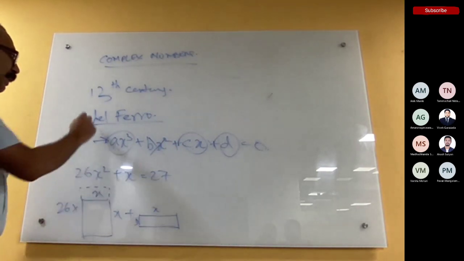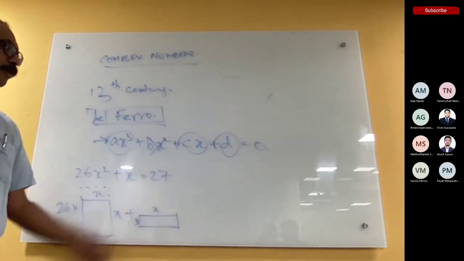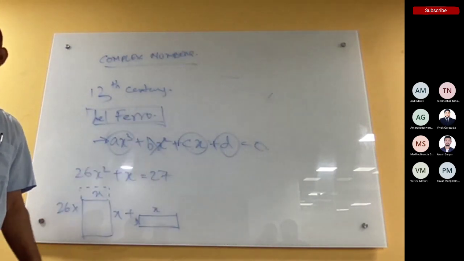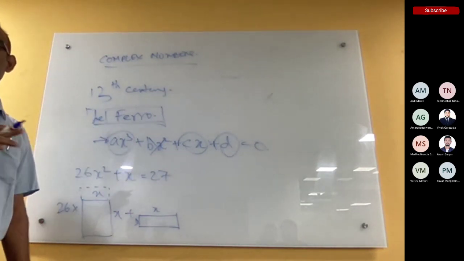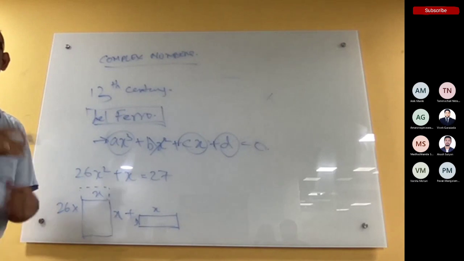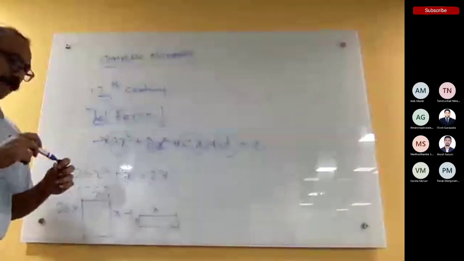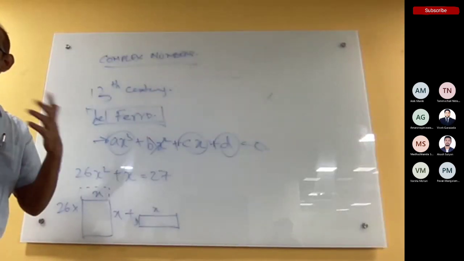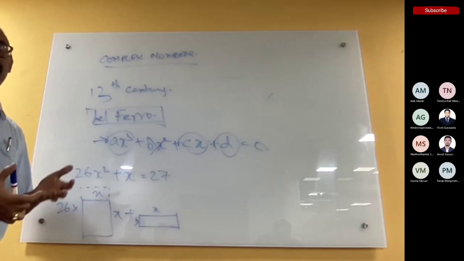Now the legend goes that Del Ferro, somewhere in the 13th century, found a general solution to depressed cubics. Back in those days, like today, people didn't write down their mathematical explanations or explain them to the world. The reason is that the way mathematics used to work, at least in pre-Renaissance Italy, was that if you were a mathematician, your job was not very secure.